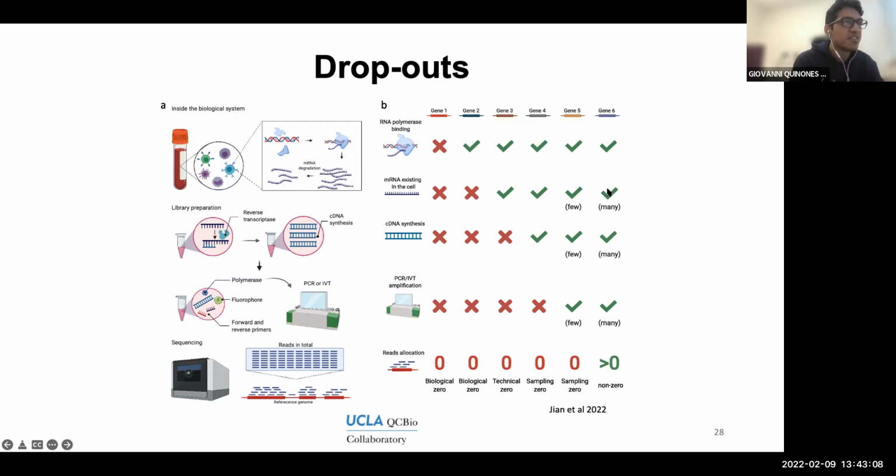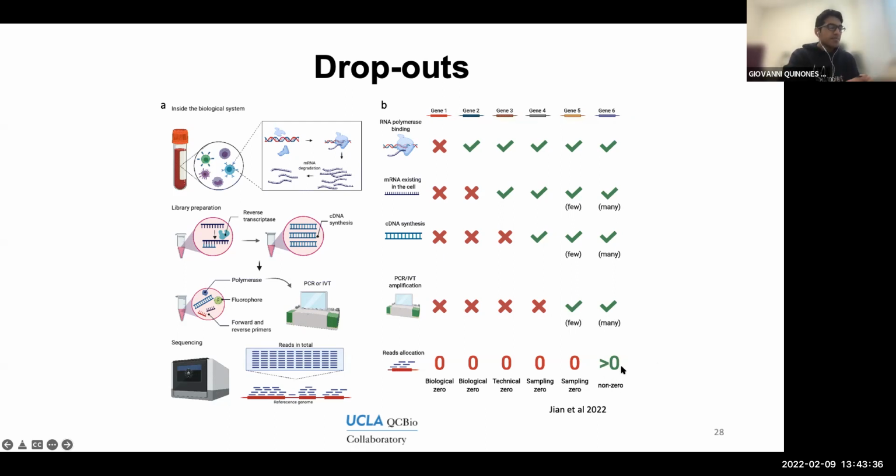And the final scenario, which is gene number 6, is the case where all the steps are completed successfully, and you can see it has the label of many. This is just to draw the difference with the previous step, which indicates that for this gene, we actually had many copies. And in this scenario, we are successfully able to obtain a non-zero signal.